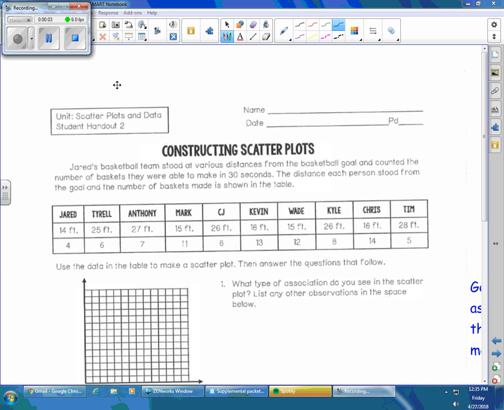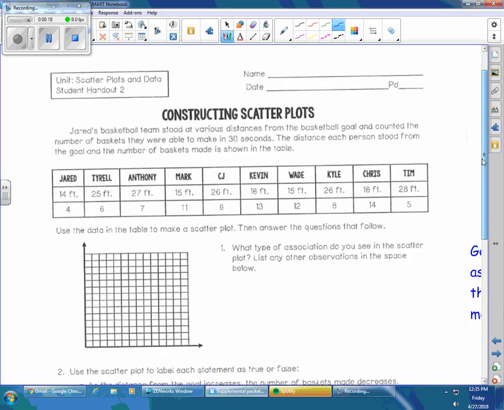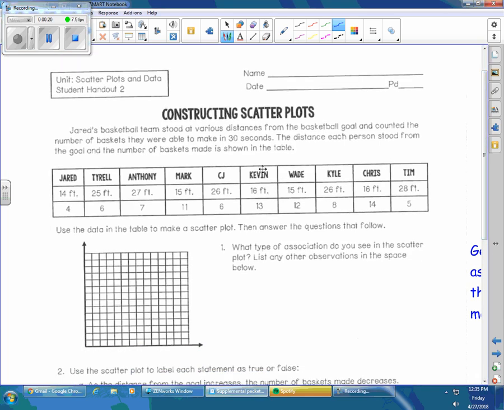This is Module 6, Lesson 2, Constructing Scatter Plots. You should be on page 7 of your supplemental packet for this part of the module. And this lesson is going to be all about constructing our scatter plots. And if you remember, yesterday we talked a little bit about what a scatter plot is and looked at some examples and looked at some associations of data on the scatter plot.